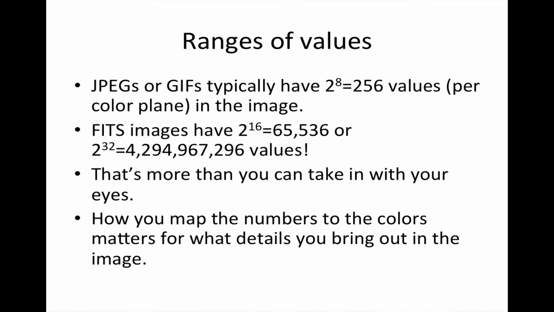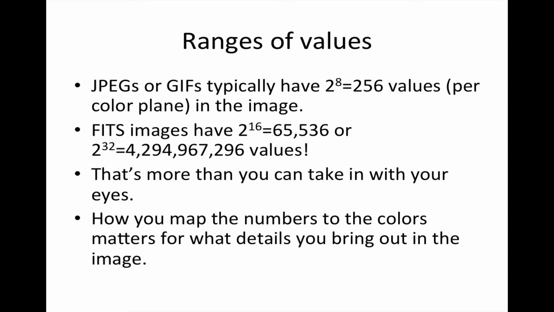Now, what are typical ranges of values that you find in images? Well, if you have a JPEG or a GIF, it's typically 8 bits deep, which means that there's 2 to the 8 possible values per pixel, per color plane in the image. So 2 to the 8 is only 256. But astronomical images, FITS images, are often 2 to the 16 or 2 to the 32 values per pixel. So that's a much larger range of numbers than you have to display in a JPEG or a GIF. And it's even much more than you can really take in with just your eyes.